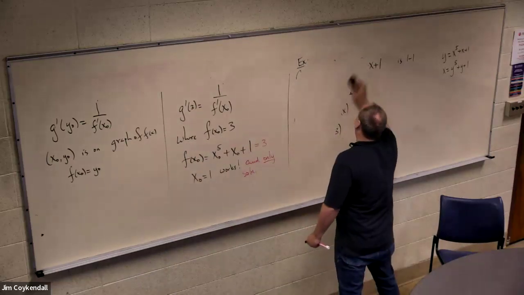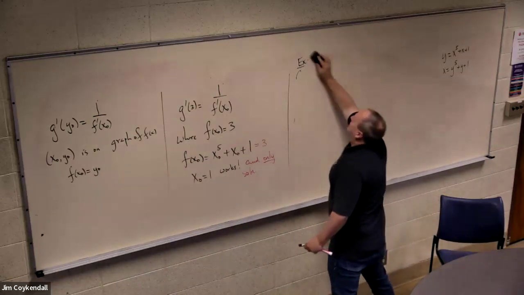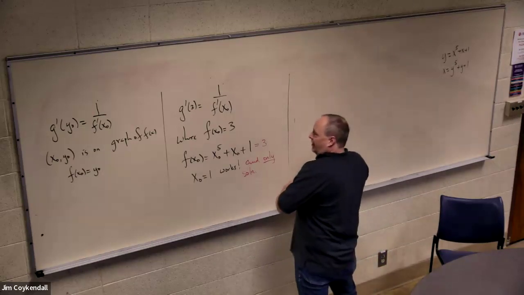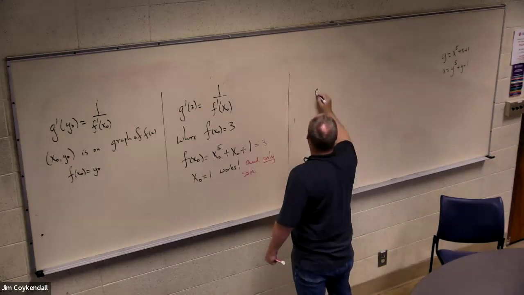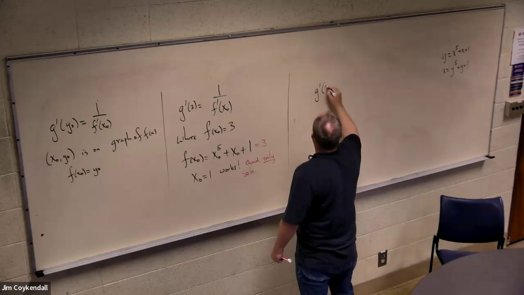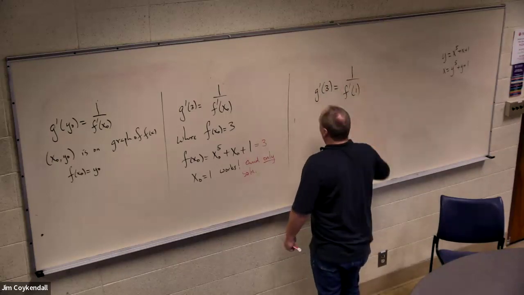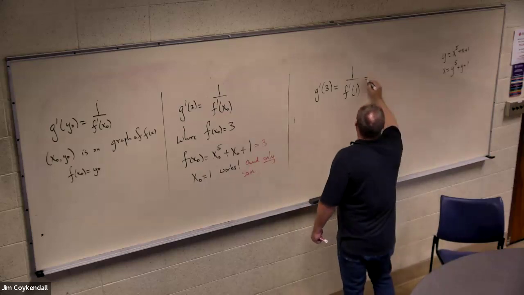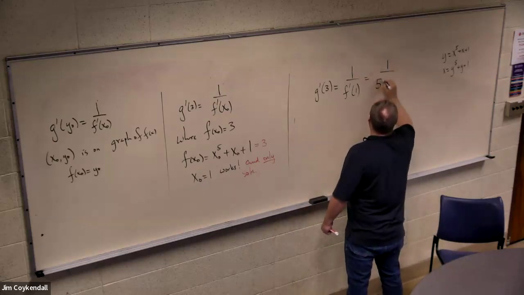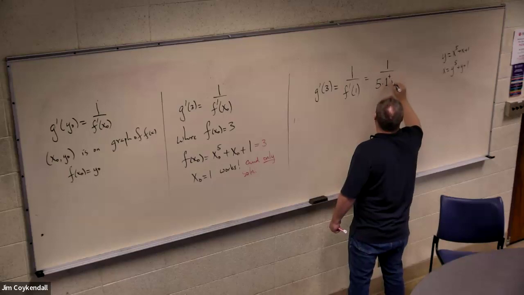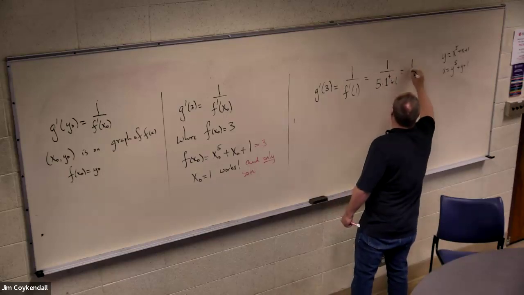So we can now figure this out. g prime of 3 is 1 over f prime of 1, which is 1 over 5 times 1 to the 4th plus 1 plus 6.